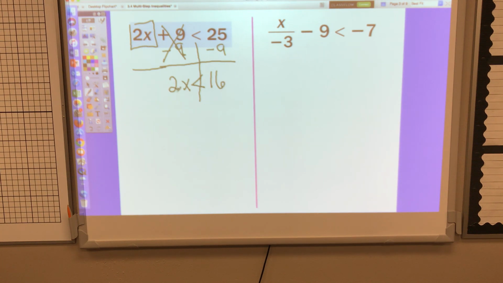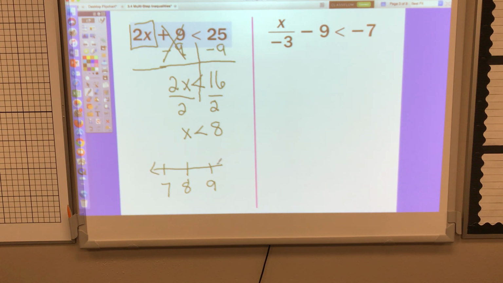X is being multiplied by 2, so to undo that, I divide both sides by 2. That division is positive, so my symbol is going to stay the same, and I have x is less than 8. Remember to graph. If I have 8, that number goes in the middle of my number line. You should at least put one value on both of your other sides, so one bigger and one smaller.